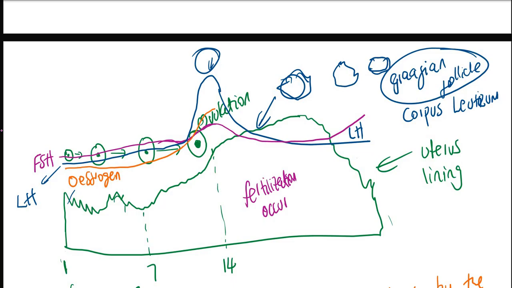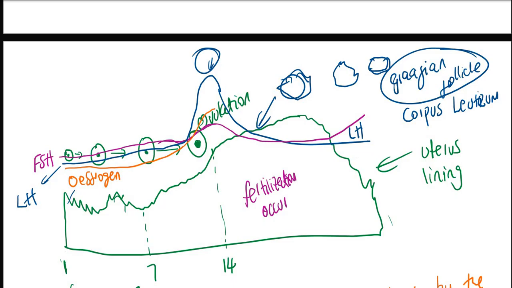You understand? So I hope that is clear. The thing is, FSH and LH, I want you to understand their roles. FSH's role is to stimulate the ovaries to produce a graafian follicle, while LH's role is to make sure that the graafian follicle releases the egg. Are we clear? I'm saying it again.